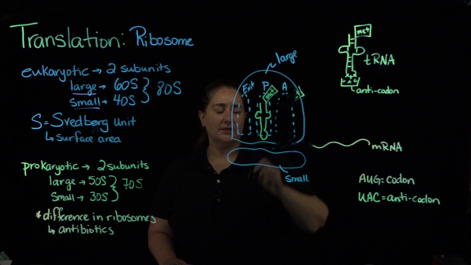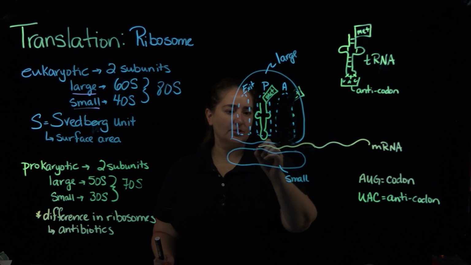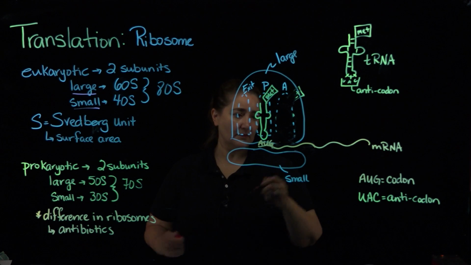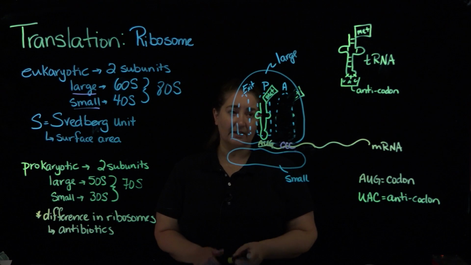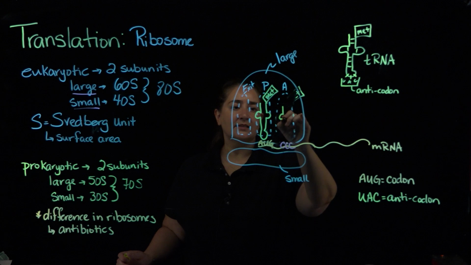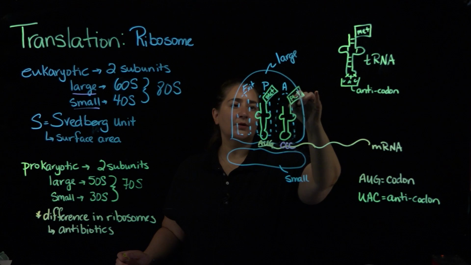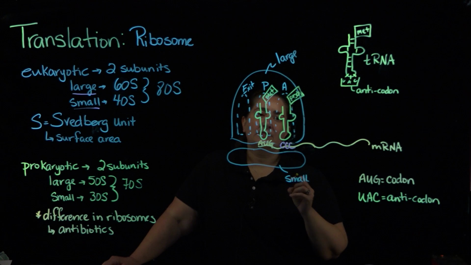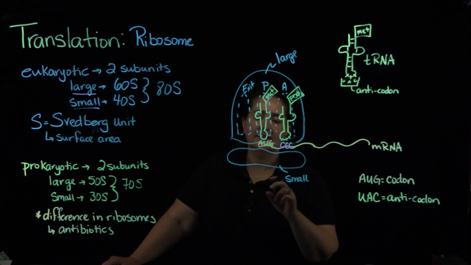We've got our methionine here. We've got our messenger RNA. We've got our next codon, which would bring in our next tRNA. In this case, this would bring in a proline. And again, we've got our anticodon that will match up. If we've got CCC, our anticodon here would be GGG.